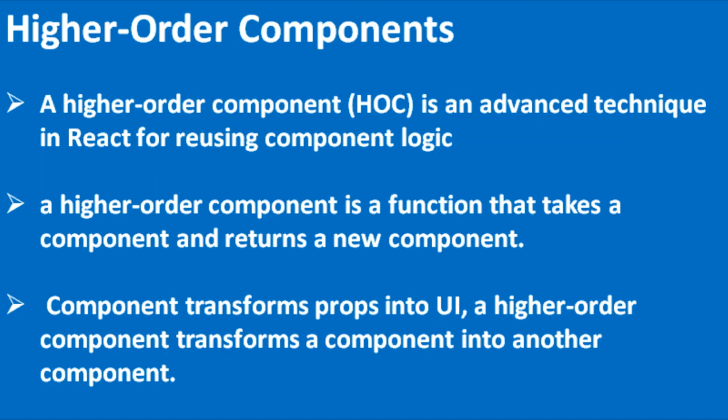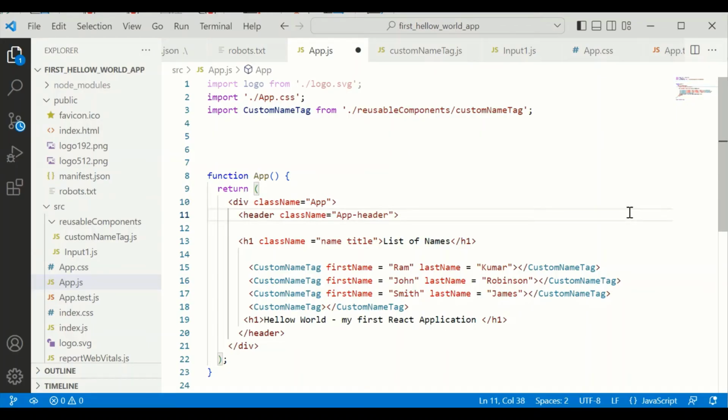The main role of a higher order component is to accept another component, do some processing, update or modify it, and return another component. So it's like transforming it into another form of component. We'll look at a coding example on this, and also how we can reuse the logic in this code.